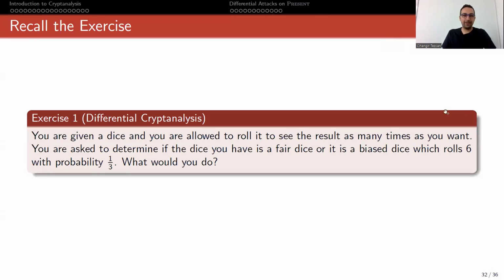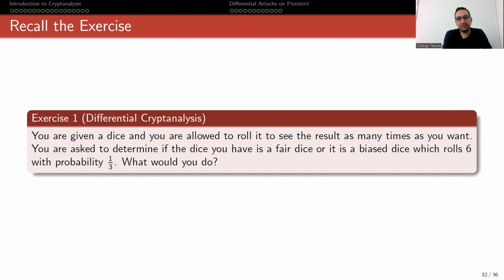All right, so now that we kind of understand what cryptanalysis is and how it works, like differential cryptanalysis and so on, let's talk a little bit about statistics or probability theory to see why this works and what we can do. So let's look at one of the exercises I give as a thinking exercise, where you are given a dice and you are allowed to roll it to see the results as many times as you want.